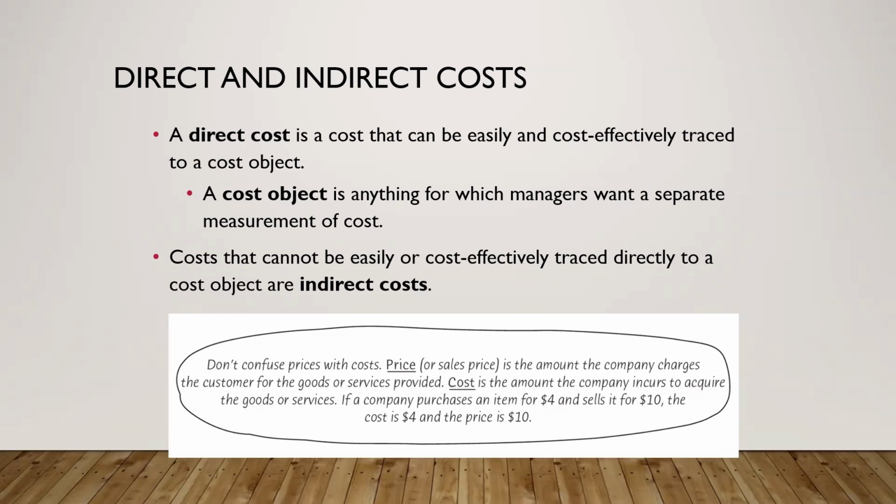Now, costs that cannot be easily or cost-effectively traced directly to a cost object are indirect costs. So you have your price, or sale price, which is the amount the company charges the customer for the goods or the services provided. The cost is the amount the company incurs to acquire the goods or services. If a company purchased an item for $4 and sells it for $10, the cost, of course, is $4 and the price is $10. That's simple, right?